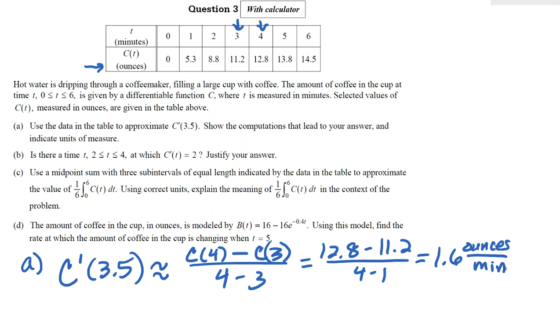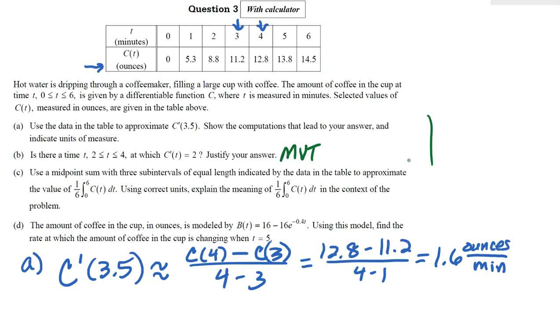All right, and when they say show the computation, that's exactly what they mean here, is to show that you're doing a slope between 2 points. All right, and then for part B, we are to show that there is a time between 2 and 4 minutes at which C prime will be equal to 2. Well, we can't find exactly when it is, so can you guess that if we're looking for evidence that the derivative equals a certain value, that this could be an MVT question?